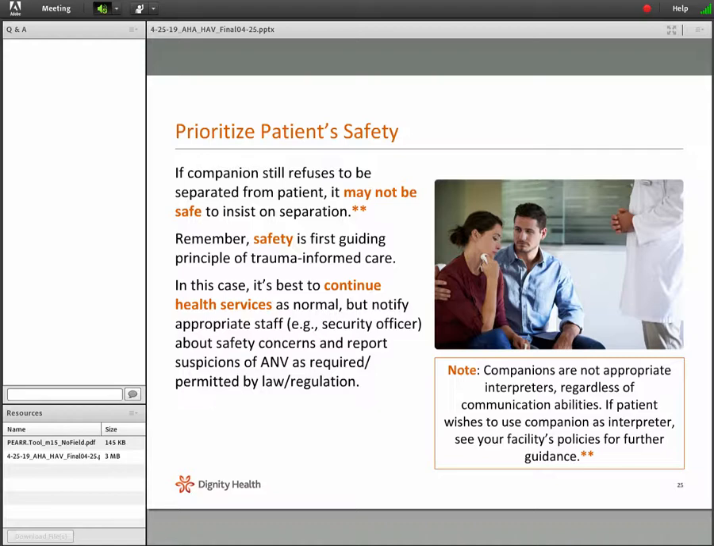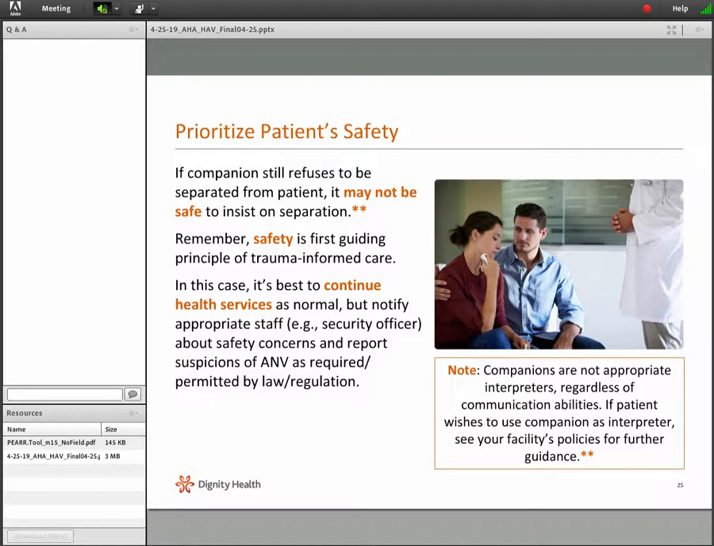Prioritize the patient's safety. So if the companion still refuses to be separated, then it may not be safe to insist on separation. Again, there's the double asterisks. If you can't get the companion out of the room, then the conversation may never begin. And in that case, we're going to inform our internal resources about safety concerns, and we're going to follow through on mandated reporting, and then we're going to continue health services.